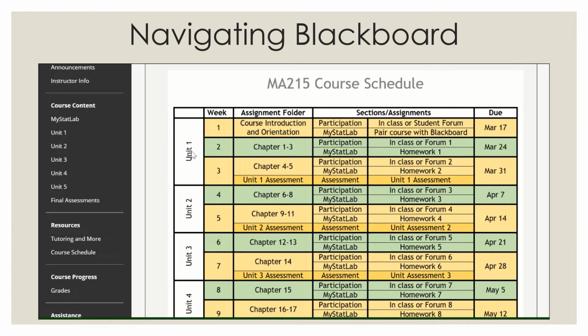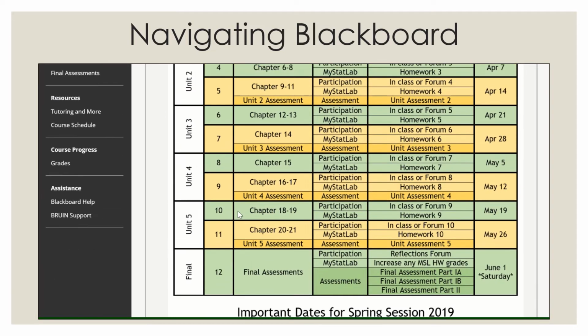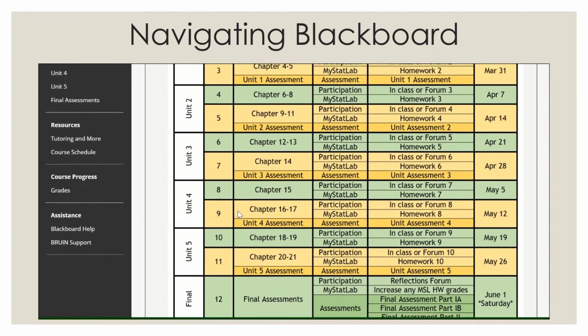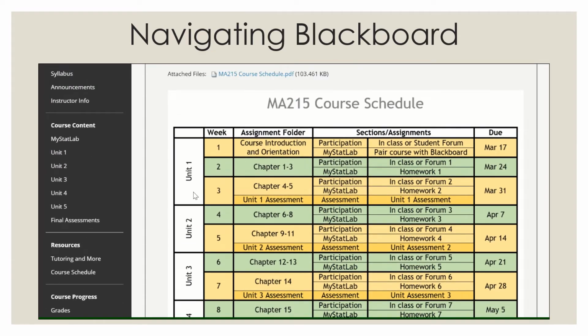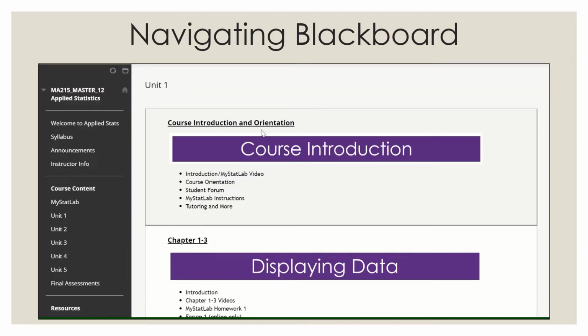Each unit is separated into separate folders. So for instance, this is a 12-week schedule, as you can see. This would vary slightly if you were taking this in the summer term in 10 weeks. If you're taking this in a 12-week schedule, week 1, everything you will do will be in the Course Introduction and Orientation folder located within Unit 1. So if I click on Unit 1, there's the Course Introduction and Orientation folder, and I can see a listing of everything that is there.